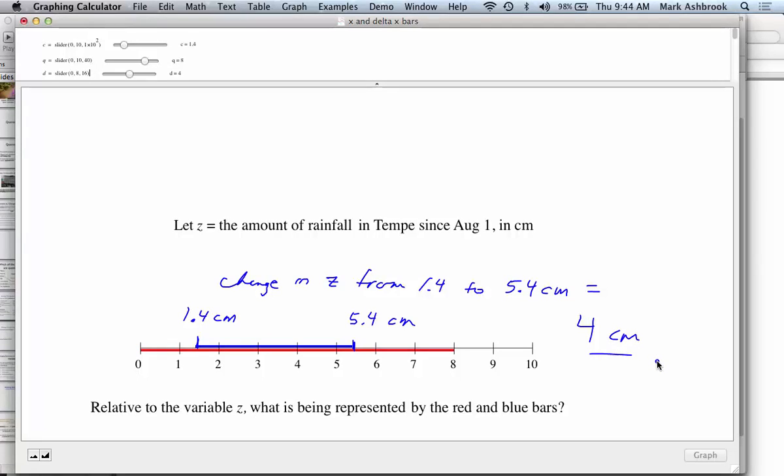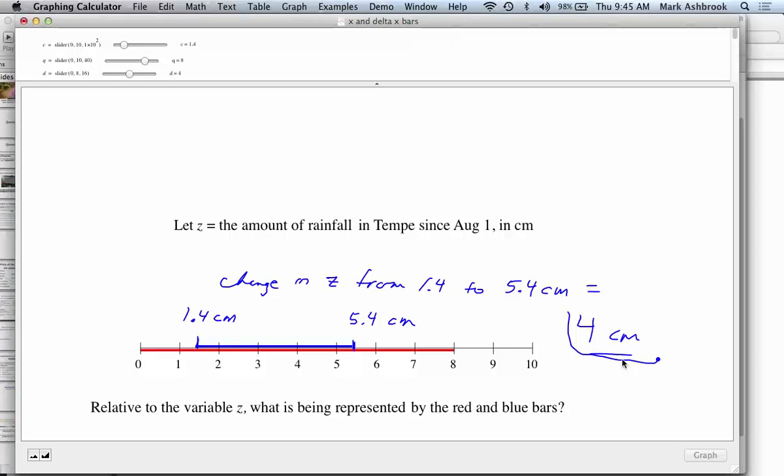So like you said, that's an increase in the amount of rainfall. At some point after August 1st, we had reached 1.4 centimeters. And then over time, as it kept raining, at another point we reached 5.4. And so that blue bar represents the change in the amount of rainfall from 1.4 to 5.4 centimeters. Because after all, by defining this quantity as a variable, we're saying it's a changing quantity. So we're highlighting this particular change in that quantity. We're saying start at 1.4 and end at 5.4 centimeters, and we're going to specify that's the change in the quantity.